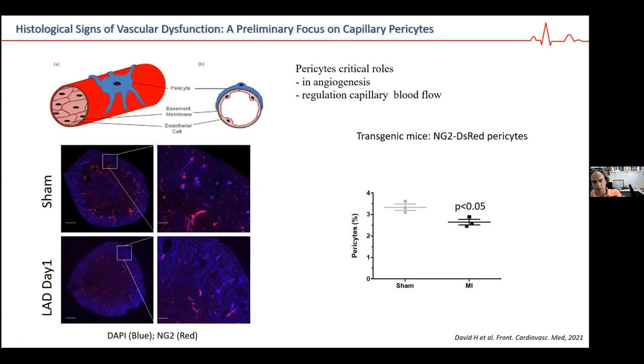That means we have these transgenic mice, we create myocardial infarction, we wait one day, kill the animals, unfortunately, take out the kidney, liver, and brain, and go to confocal imaging and get these images. The sham is on the top, the LAD ligation model is on the bottom. You can see in green the nuclei labeled with DAPI, and in red the pericytes. We counted every pericyte in every slice of the kidney, and we found a decrease in pericyte number after myocardial infarction. We did that in three mice, in triplicates, and in three different regions of the kidney.